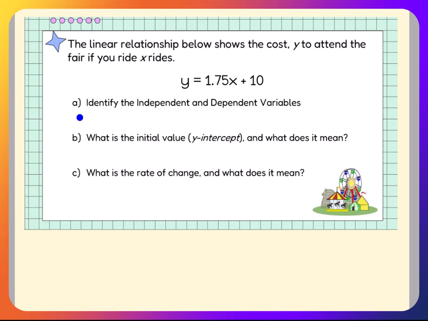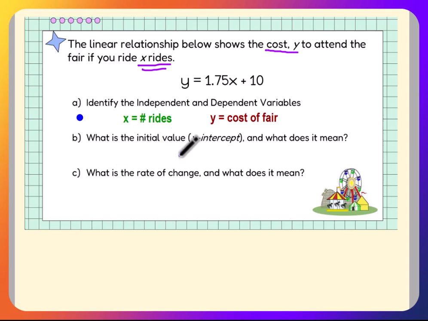The linear relationship below shows the cost y to attend the fair if you ride X number of rides. Again, identify the X, identify the Y. What do they mean? Well, it says the cost of the fare is going to be Y. That's going to be your total. And X is the number of rides. So X is the number of rides. You have to know how many rides you're going to ride to determine the total cost of the fare.